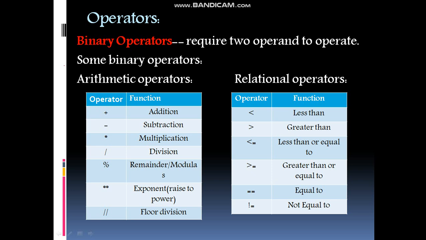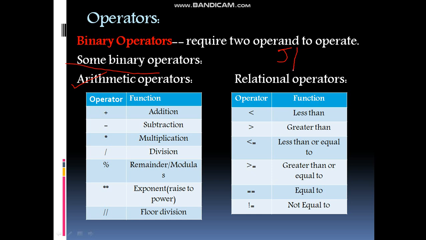Then we have binary operators. Binary means two. Whenever there are two operands to operate on, these types of operators are known as binary operators. We have arranged them according to their operations. First is the arithmetic operators. Arithmetic operators are generally used for doing mathematical operations like plus, minus, multiplication, division, and modulus.